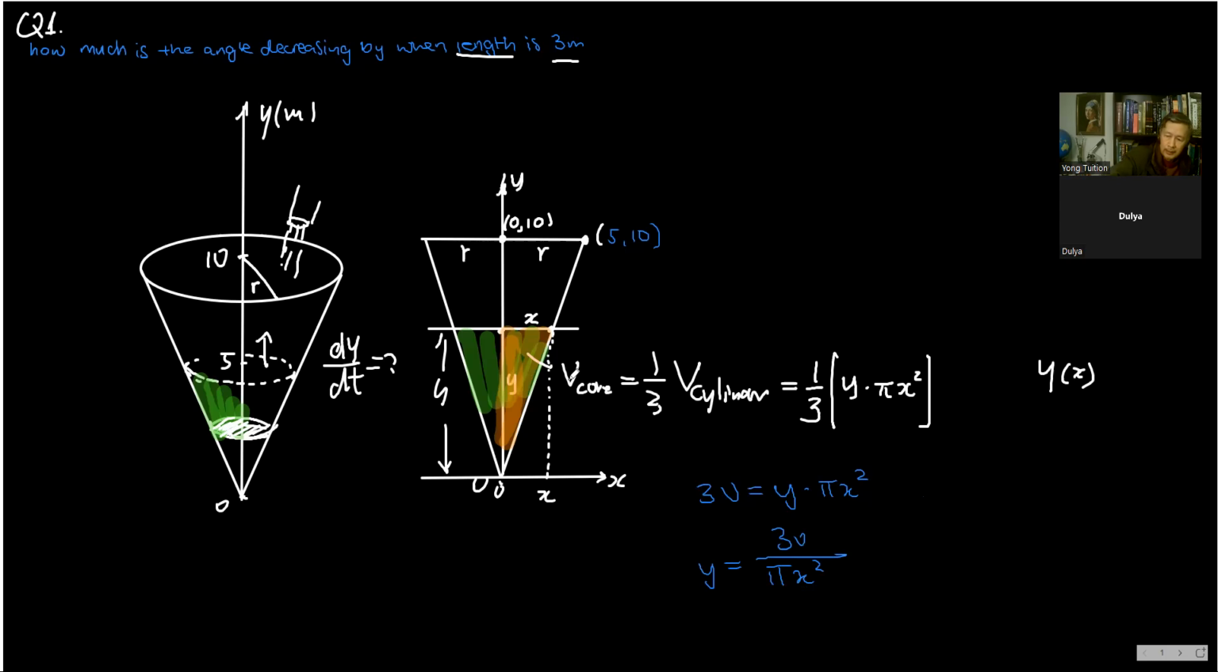Where's 30 come from? Oh, that's 3b. Sorry.